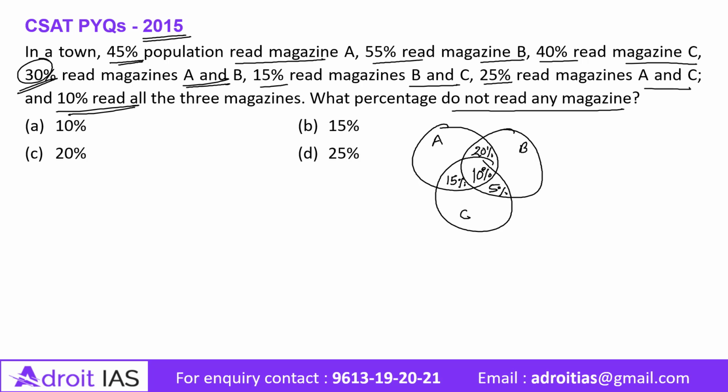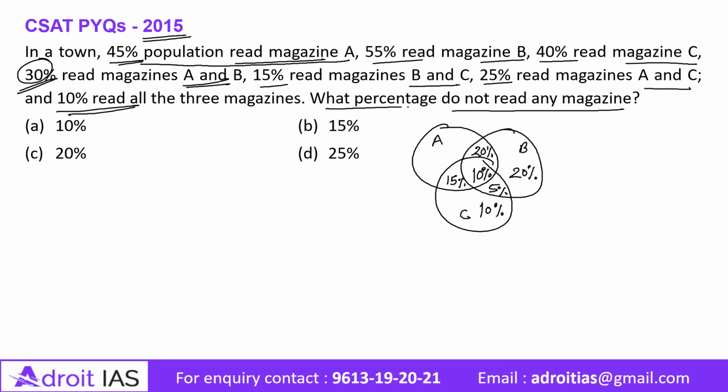Now let's talk about the total. 45% population read magazine A, so this is already 45. So it's fine. Now magazine B. So this is 20 plus 10, 30, and 5, 35. So 20% is left, so this is here. 40% read magazine C. Okay, so 15, 5, 20, 20, 10, 30 and 10% is left, right? So this Venn diagram is full now.